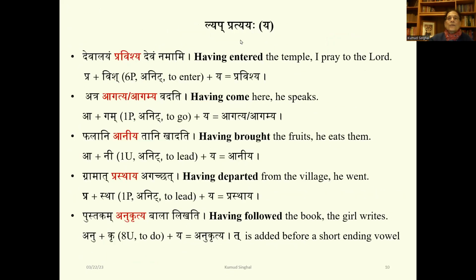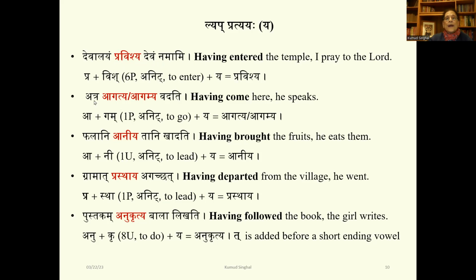So now we'll look at some examples of the liya pratyaya, which ya remains. So devalayam pravishya devam namami. So the meaning is the same, but here the upsarga is added. So we use the liya pratyaya. So pra plus vish. Vish is a 6p anit. So no i, it will be just pravishya. So having entered the temple, I pray to the Lord.